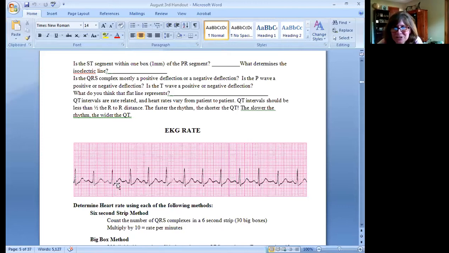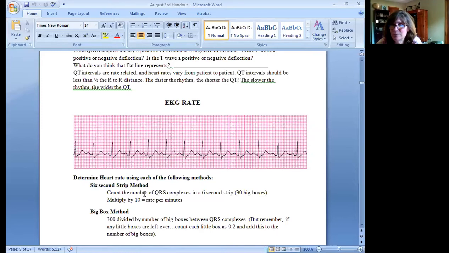All right. So the first method that we could use with the EKG paper is called the 6-second strip method. And guess what you need for that? A 6-second strip. How many boxes across would it take to determine if this was a 6-second strip? Well, if each big box is 0.20, it would require 30 of them. 30 times 0.20 is 6 seconds. And 6 seconds goes into 60 seconds 10 times. So we can look at this 6-second strip.